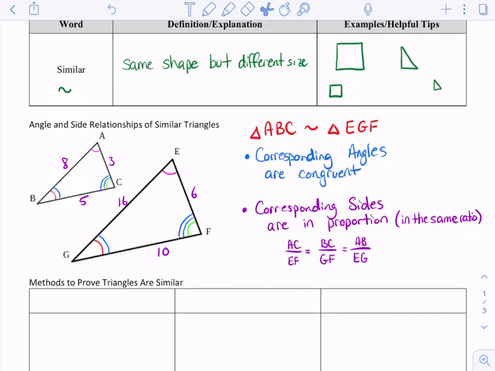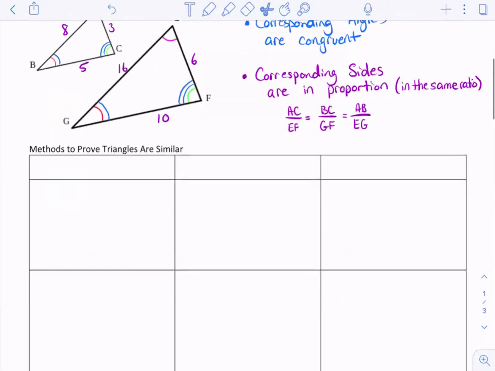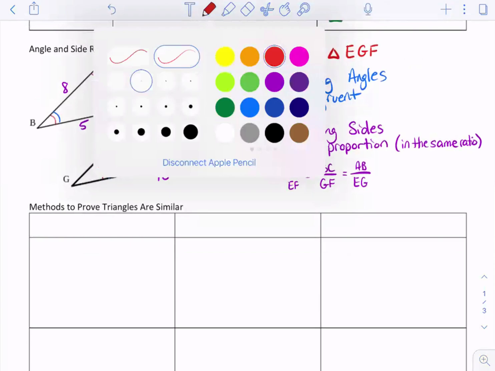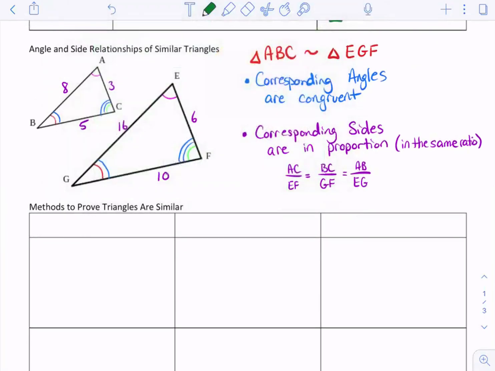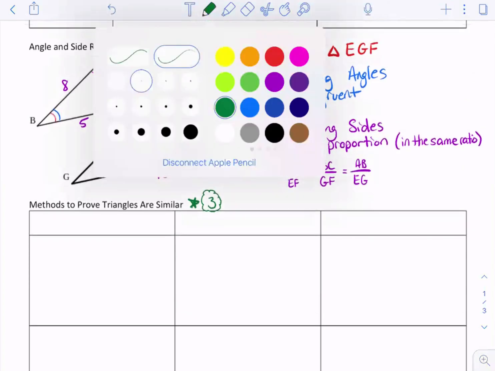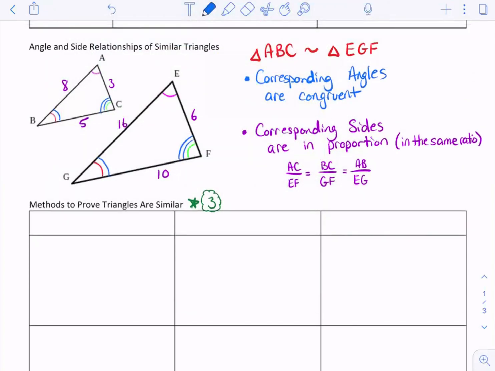So how many methods are there to prove triangles are similar? There are 3 methods. And again, in this section, you always need to have 3 pieces of evidence, or 3 things, just to remind you. So the first method to prove triangles are similar is angle, angle, angle.